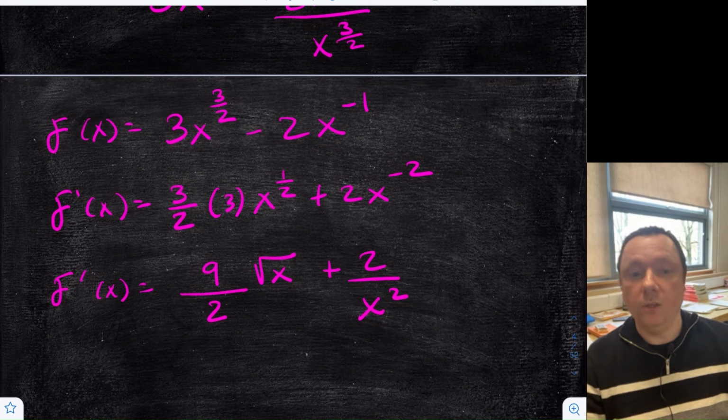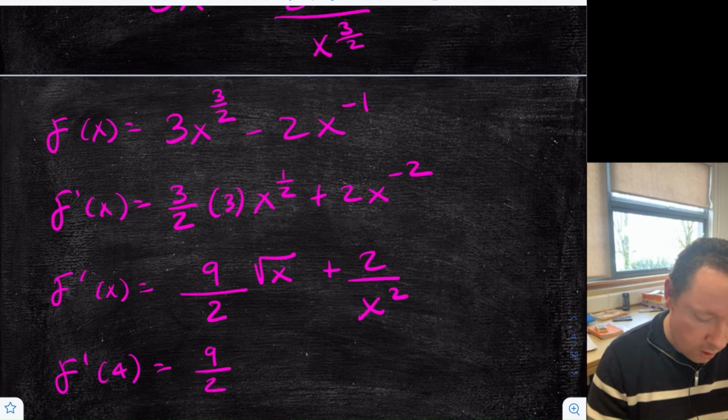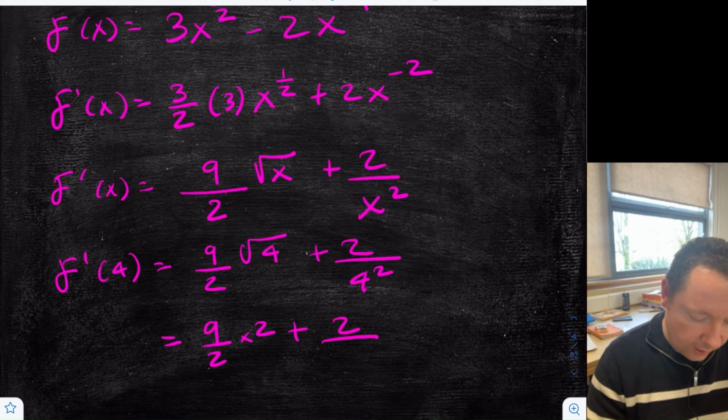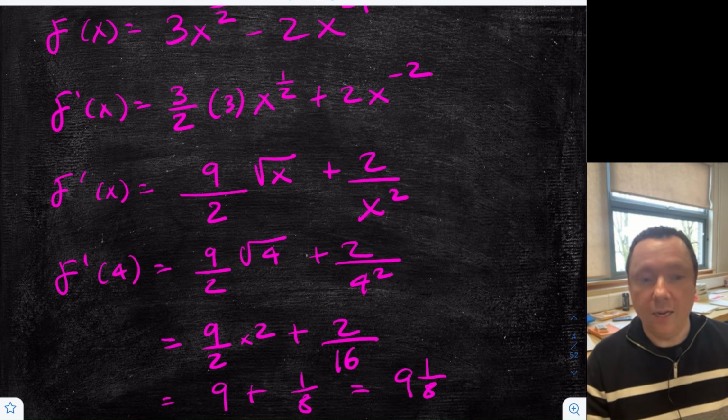So now we need to substitute 4 in. So f dash 4 is equal to 9 over 2 root 4 plus 2 over 4 squared. That's 9 over 2 times 2 plus 2 over 16. That's just 9 plus an eighth. So we can just write 9 and an eighth if we want as our final answer.